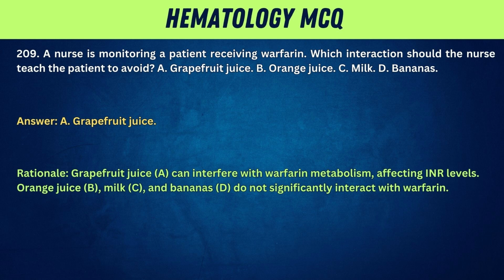Answer. A. Grapefruit juice. Rationale. Grapefruit juice, A, can interfere with warfarin metabolism, affecting INR levels. Orange juice, B, milk, C, and bananas, D, do not significantly interact with warfarin.